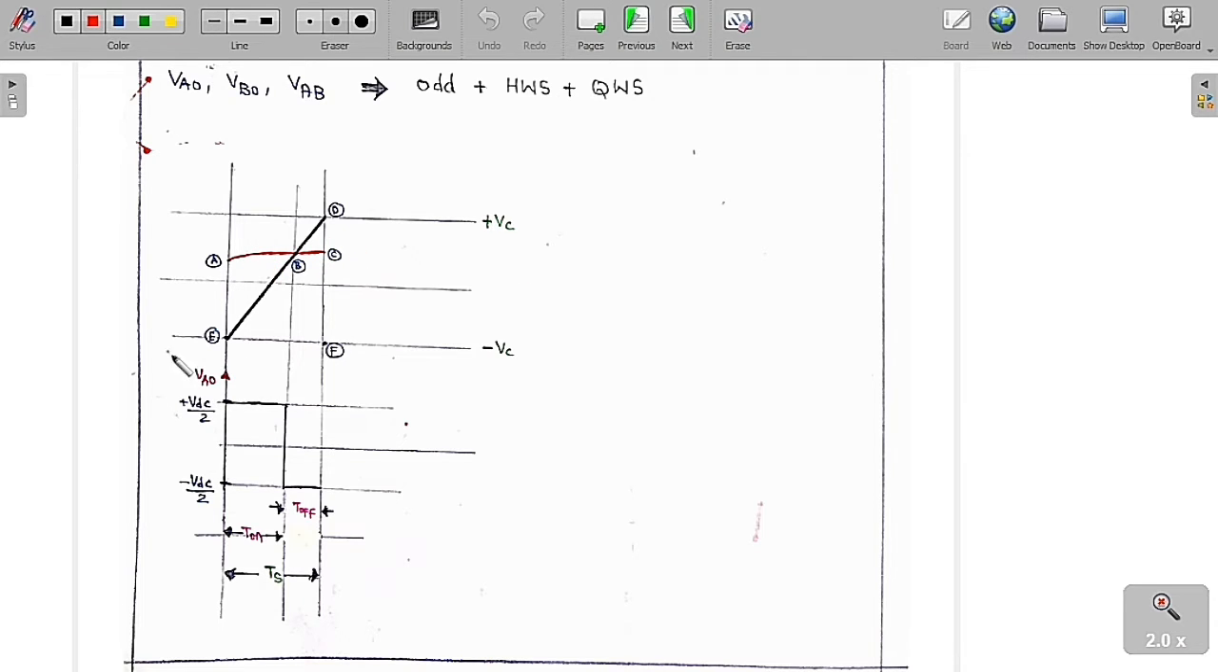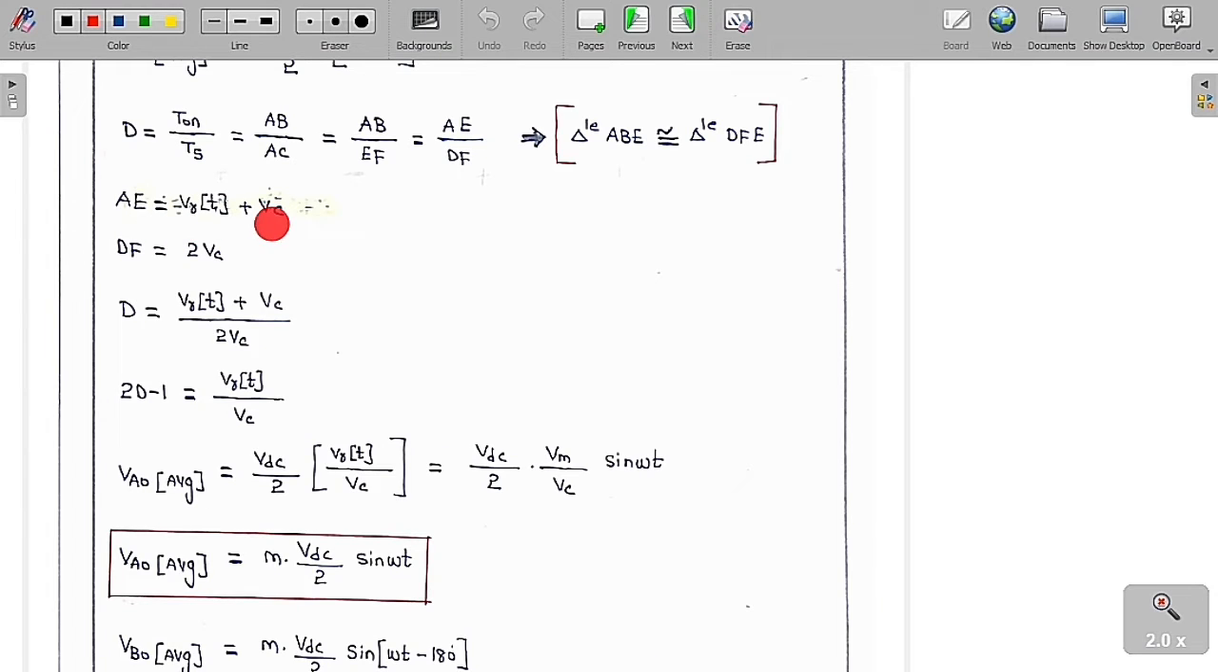So now the magnitude AE is equal to, this length is VC and this is VR of T. Therefore AE is equal to VR of T plus VC, whereas DF, that is EF, is equal to VC plus VC, which is 2VC. So AE is equal to VR of T plus VC and DF is equal to 2VC.